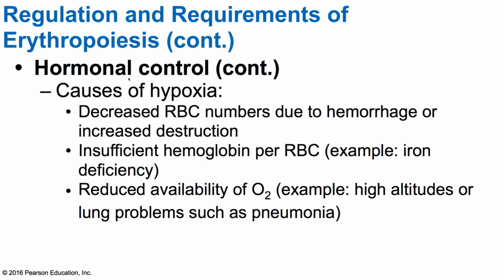Alright, so let's look at some of the causes of hypoxia. The first thing that's listed here is a decreased number of red blood cells, and this could be because of a hemorrhage. In other words, you're bleeding. Or the other problem could be your body's just breaking down too many RBCs. Next we have listed is an insufficient hemoglobin per red blood cell.